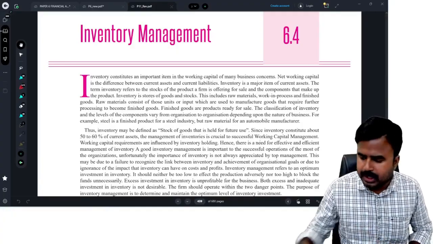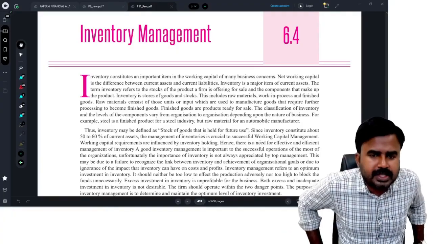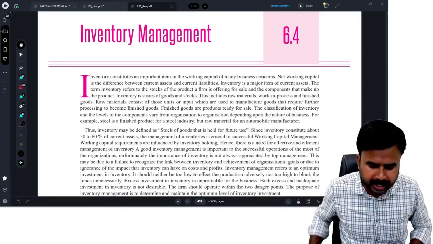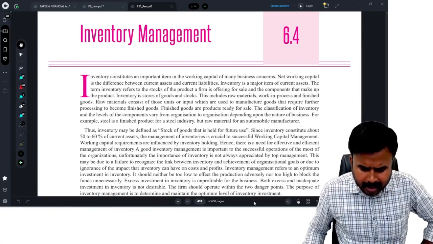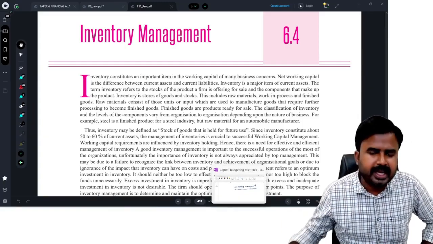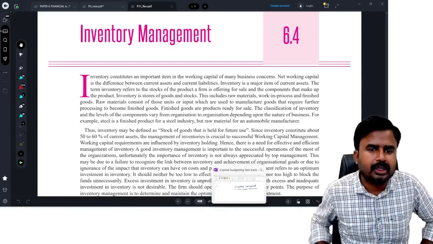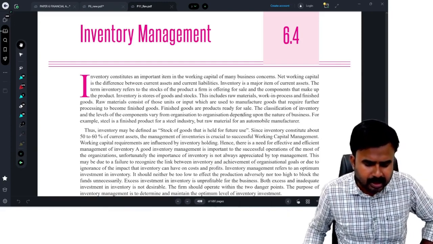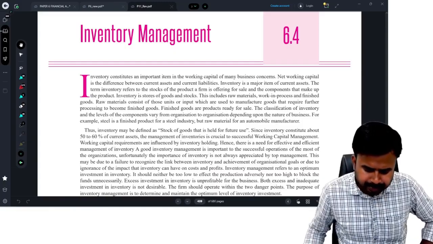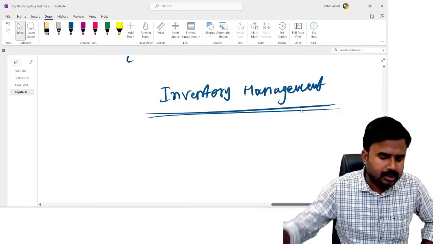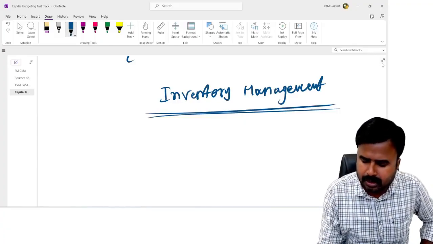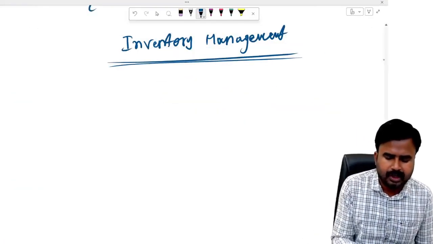Good evening, all of you, dear students. Our next concept in working capital management is inventory management. Actually, this particular concept is already covered in the materials chapter under costing subject. But still, I'll give you a quick revision regarding this concept also, because you may get questions in this particular area also.